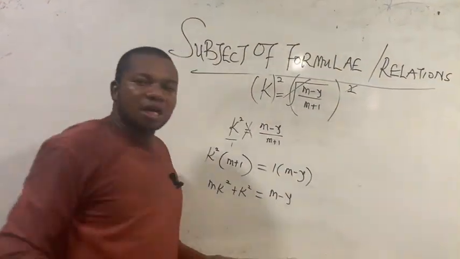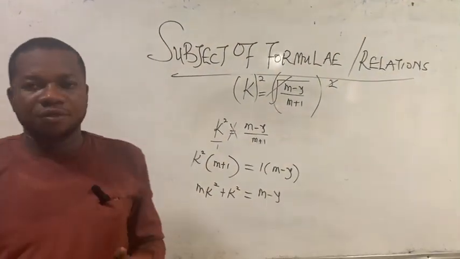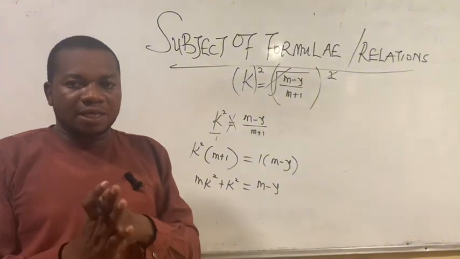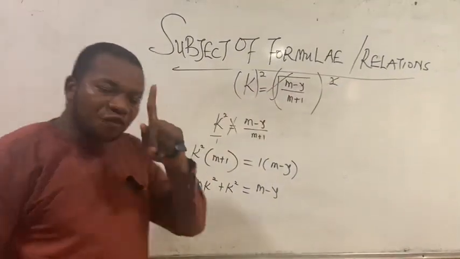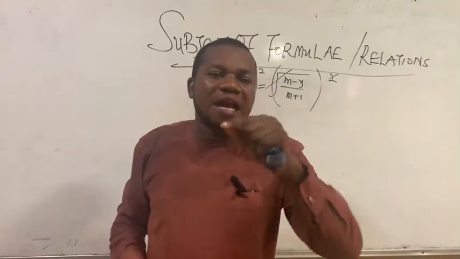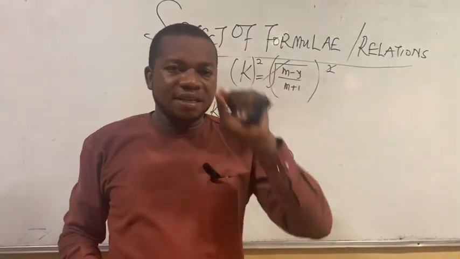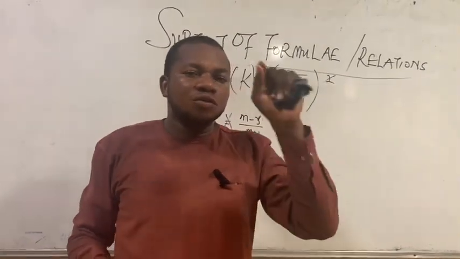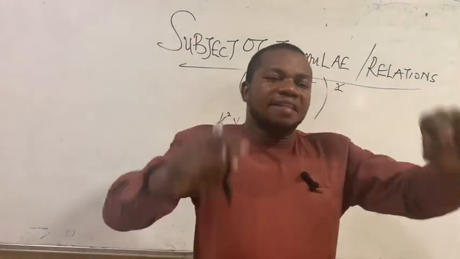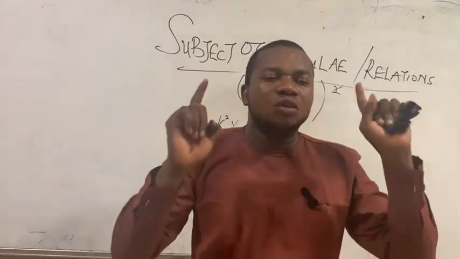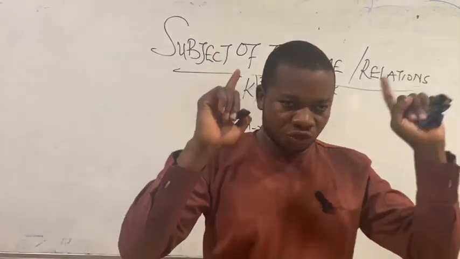So what I'm going to do now, I'm going to collect like terms. I'm going to bring the ones that have m on them together and then move the other ones to the other side. Don't forget, whenever you are asked to find the subject of a formula or relation of any given letter, when you are done getting your answer, that letter must stand on the left hand side of the equation. It is a law, you must know.